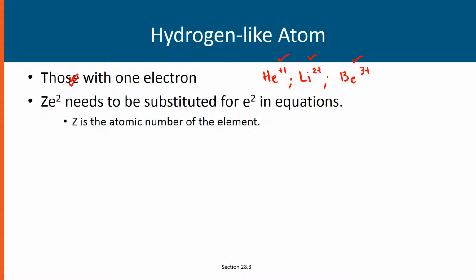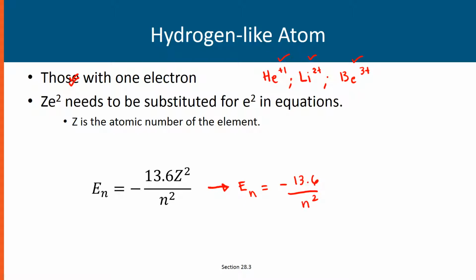Now, to solve for the energy associated with the energy levels in hydrogen-like atoms, we have this equation, and it is very similar to the energy in each quantized state in a hydrogen atom, which can be solved using the equation En is equal to negative 13.6 divided by n squared, and this one here is in electron volts. So the only difference for hydrogen-like atoms is the inclusion of the atomic number Z.